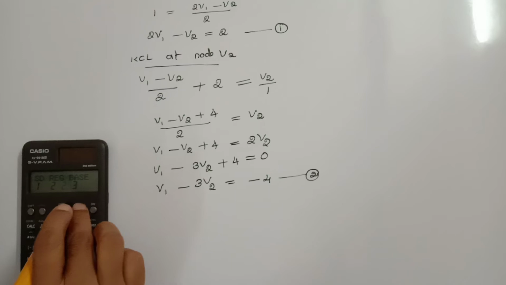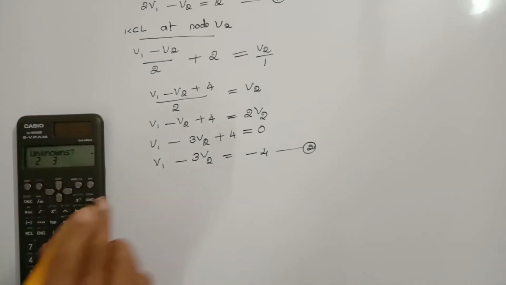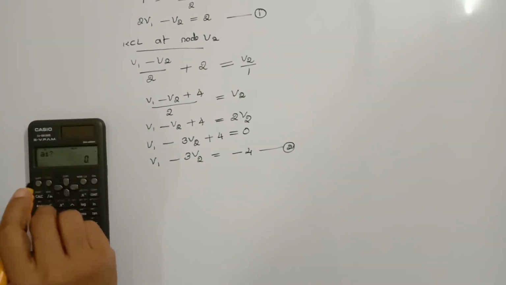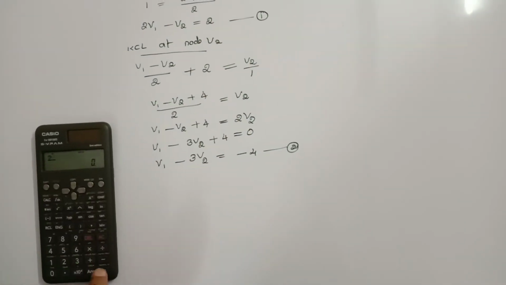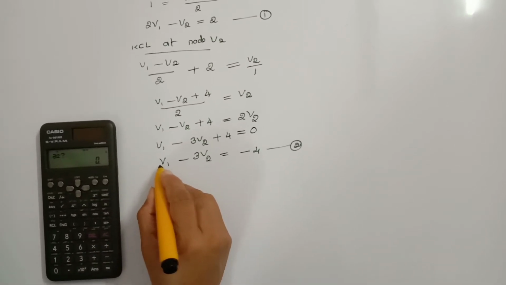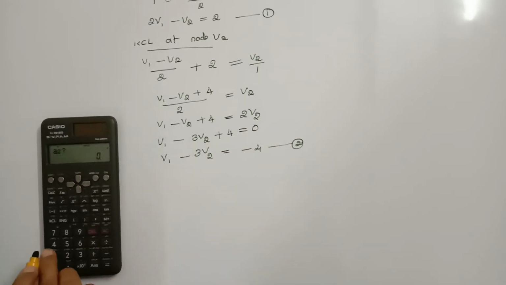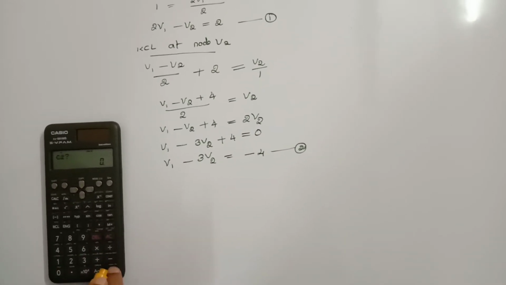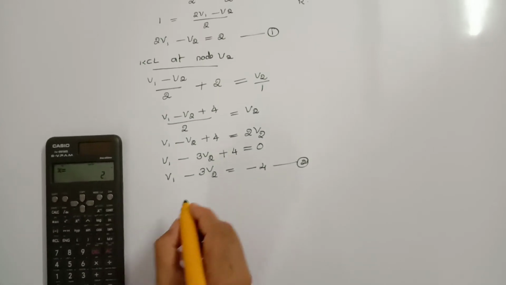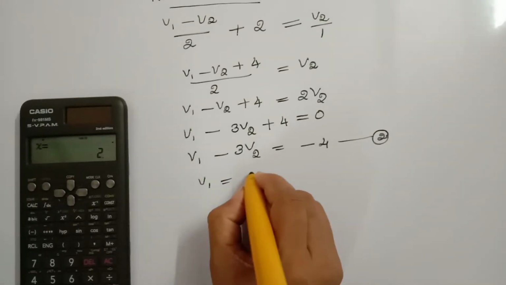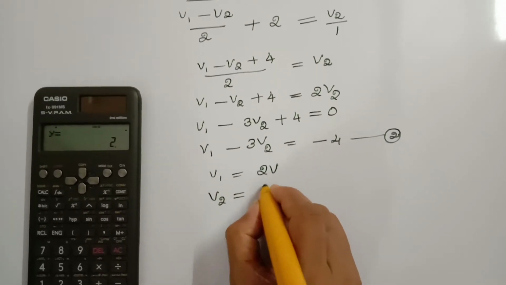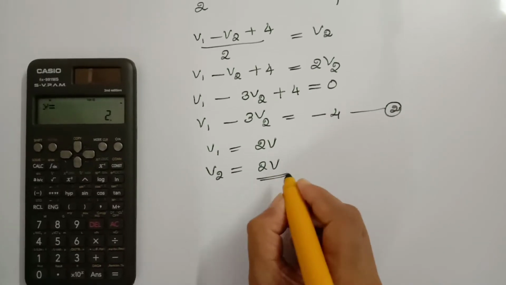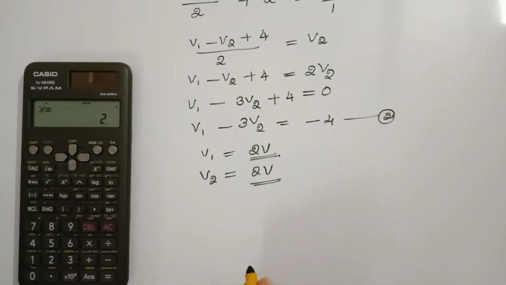So first select the equation mode, press 1, 2 unknowns, press 2. Enter the coefficients of the first equation, 2, minus 1, 2. Second equation coefficients 1, minus 3, minus 4. Then equal to X, which is nothing but the voltage V1. V2 is nothing but Y, which is the voltage 2 volt. So these are the two voltages we are getting.